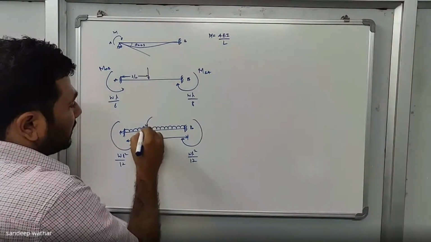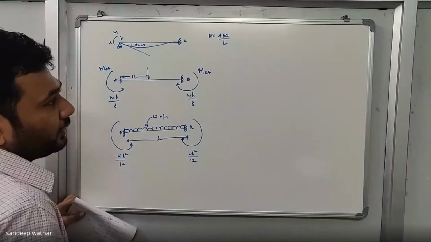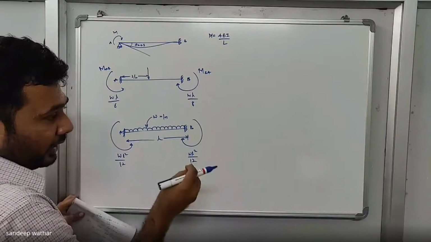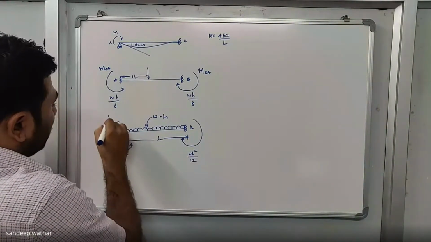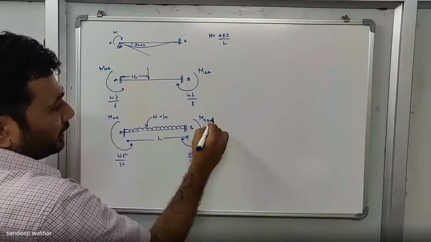Let me consider this as W Newton per meter. This is the loading we have. Now I'll make a quick analysis of this, and I want you to determine the values of MAB and MBA. This is my emphasis.